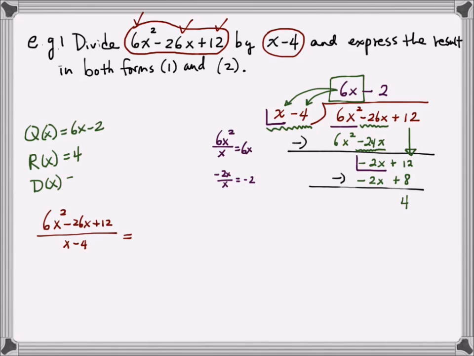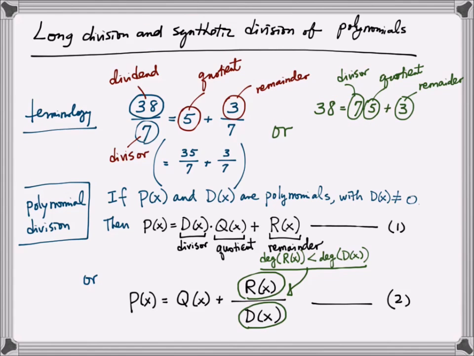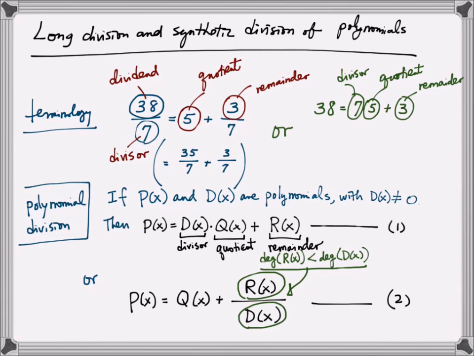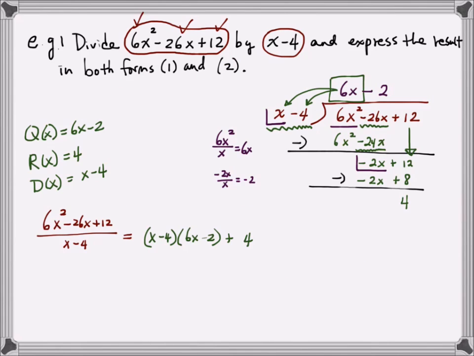With the divisor being x minus 4, if I want to write it in the form of equation 1 here, I just need to do d times q plus r. And that would give me x minus 4 times 6x minus 2 plus the remainder 4. Or if I want to write it in equation 2, which is q of x plus r over d, I would get 6x minus 2 as my quotient plus the remainder 4 divided by the divisor x minus 4. Notice that the degree of the remainder is strictly less than the degree of the divisor.